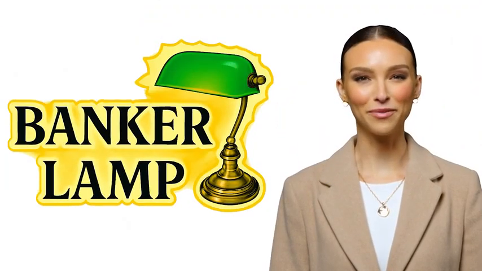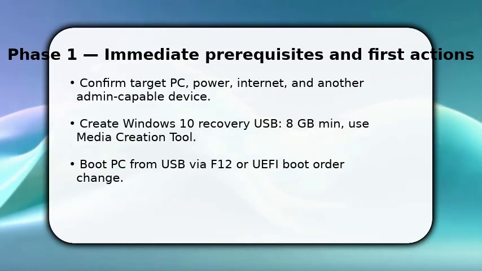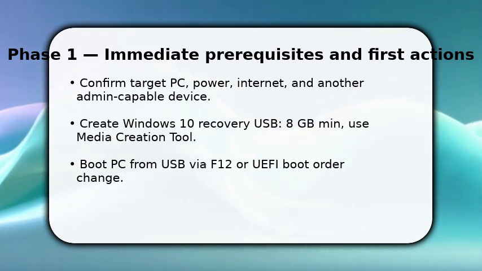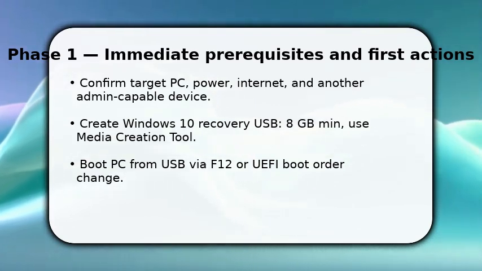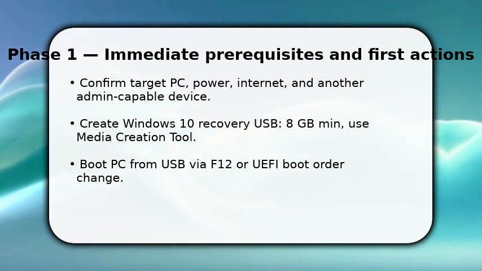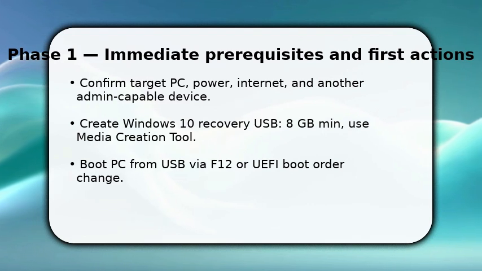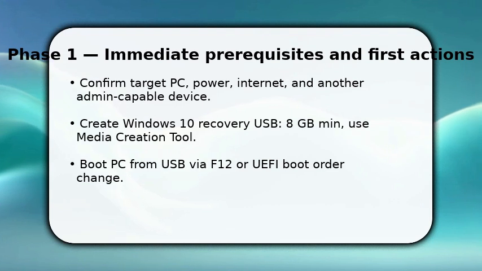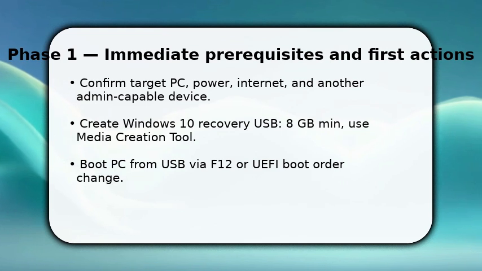Please enjoy the video. You begin by making a bootable recovery USB. This is faster than guessing passwords and lets you repair system files. Once done, plug it into the locked PC and restart. Press F12 or open UEFI settings to boot from USB. Make sure the target disk is visible and stable because you will access command tools next.